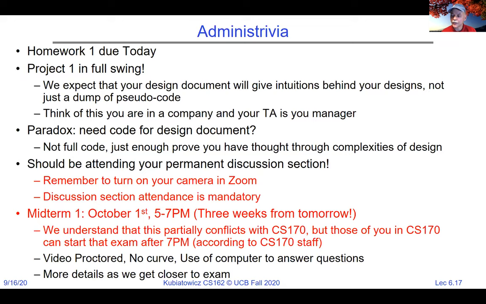Let's see, I think that's all the administrivia. I'm not entirely sure what happened. I think that they were requiring people to record things locally, and there were some issues with that under some circumstances. That's not our current plan, so we'll get that out to you. All right. Good. Any questions on administrivia?